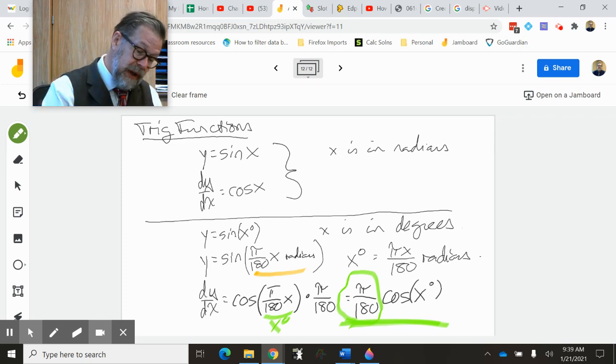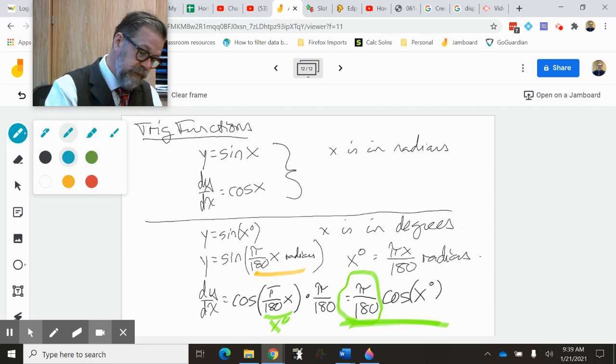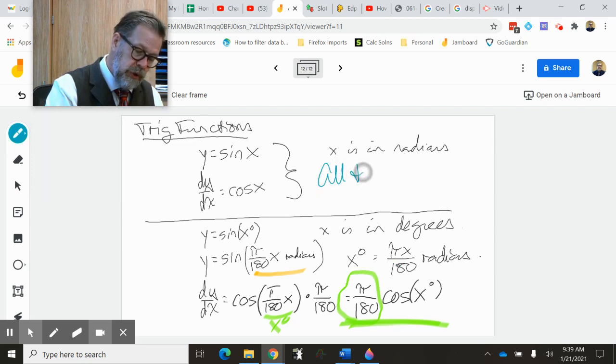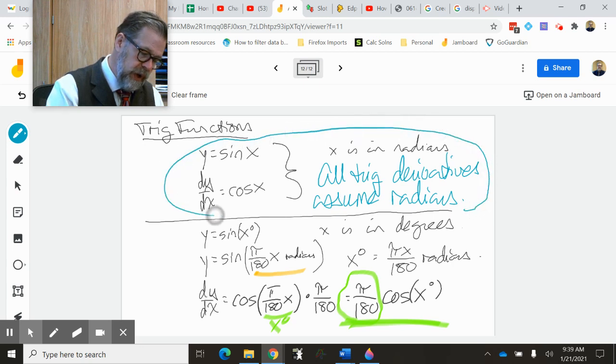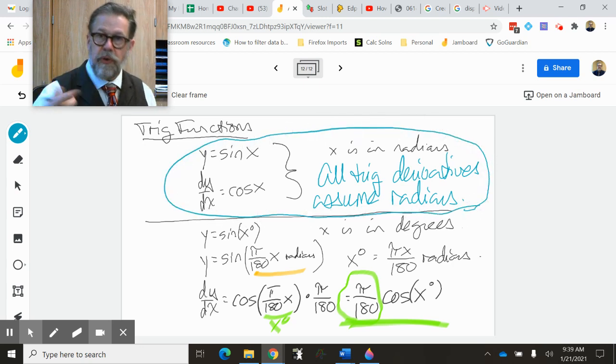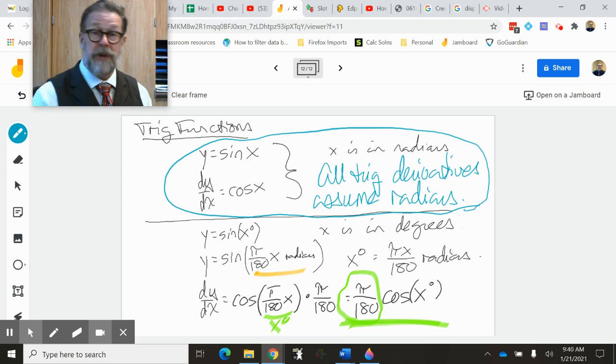So what we can go back and say is that all trig derivatives assume radians. So all those trig derivatives that we did in a previous video are assuming that you're measuring in radians. And if you want to measure in degrees, you can. You just need to stick a pi over 180 out in front of the derivative. And so you don't actually even have to do it every time. If you just remember that conversion factor, you just stick it out front and boom, you're good to go.